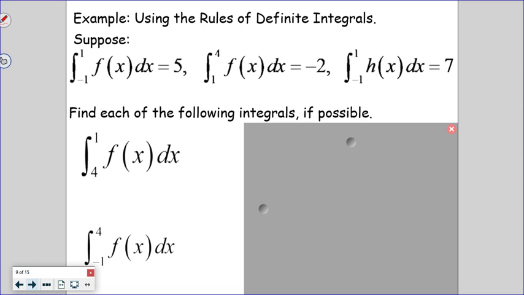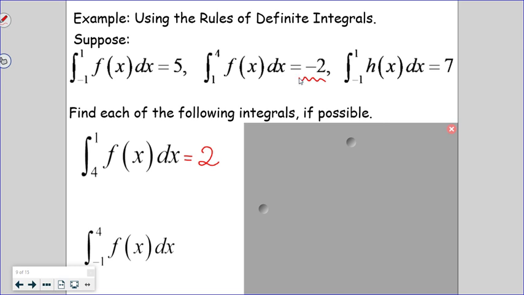Okay. So on the first one, the question is, what is the value of the integral from 4 to 1 of f of x dx? What rule are we seeing there? Yeah, where it switched my order of integration. Instead of going from 1 to 4, it went from 4 to 1. So if our answer when it went from 1 to 4 is -2, what's our answer when it goes from 4 to 1? 2, the opposite sign, right?